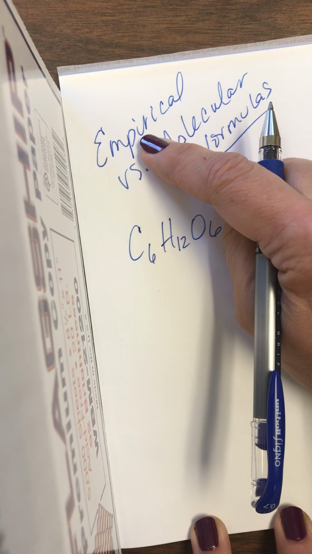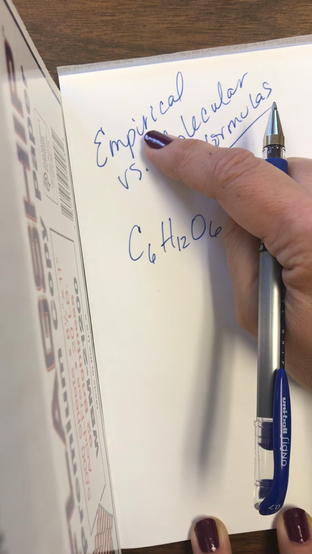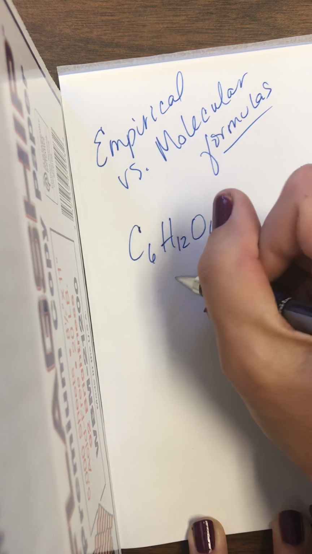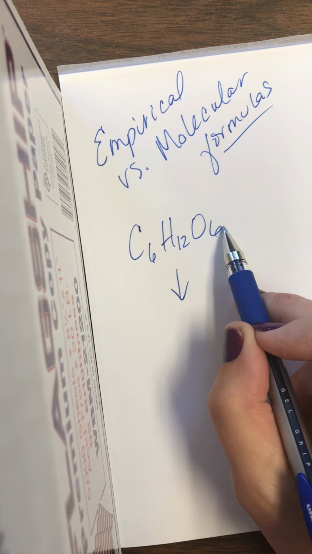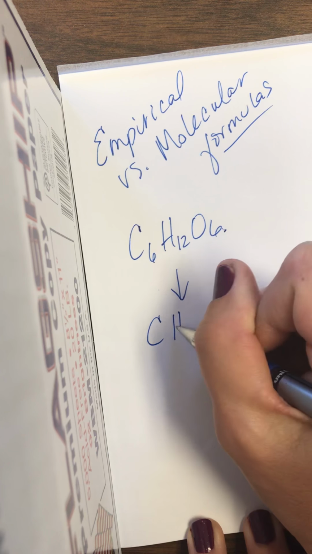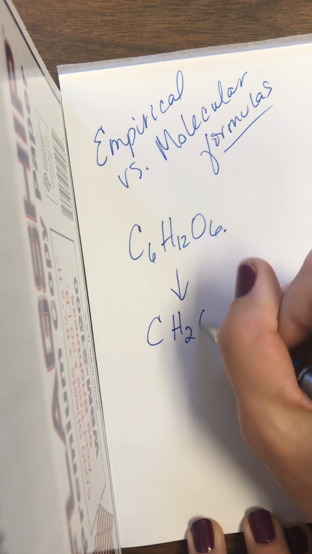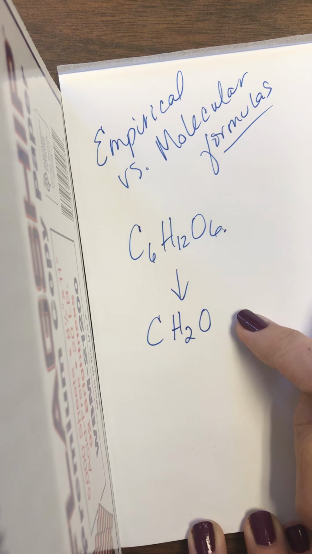Well, an empirical formula, that word makes you think reduced. If something is empirical, it has been simplified. So if I want to simplify this, I look for a number that I can divide all of these by. I can divide them all by 6, and I would get CH2O. So that would be my empirical formula.